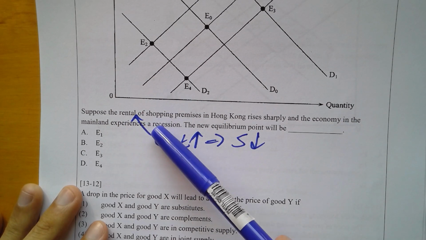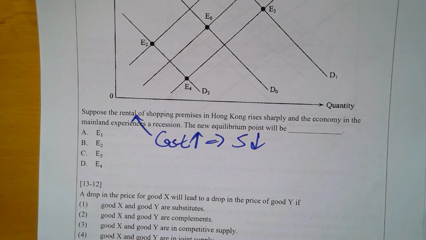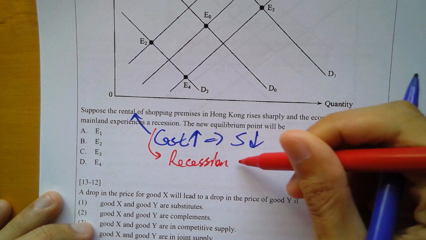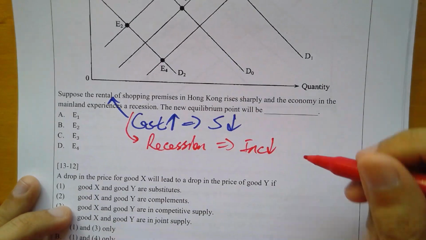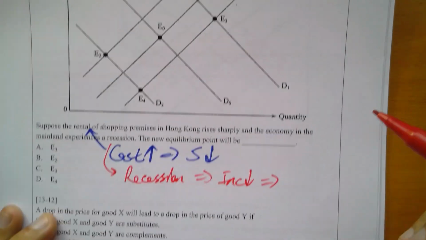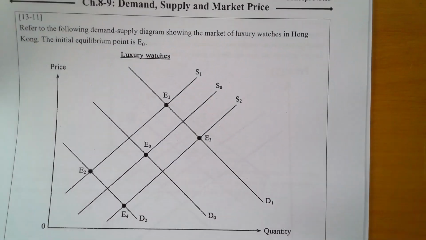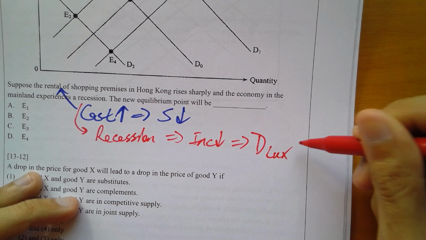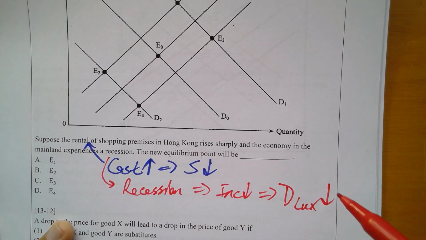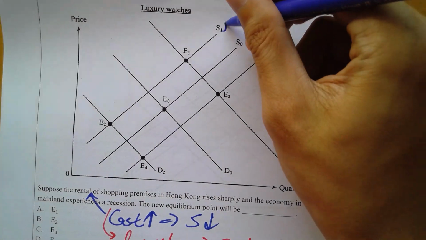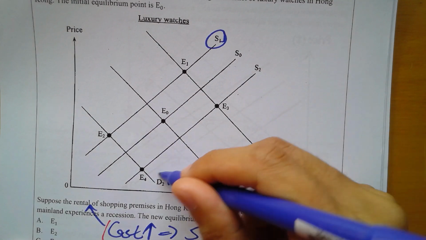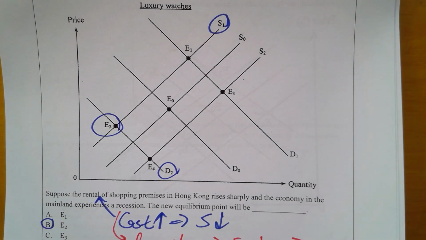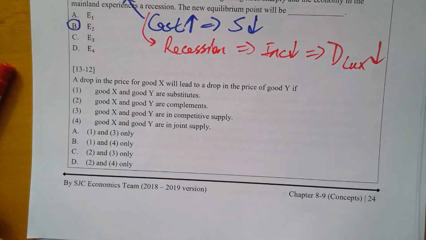Economy in mainland experiences a recession. Now, when you experience recession, that means your income will decrease. When income decrease, because these are luxury watches, they belong to normal goods. So, demand for luxury watches will decrease. We need both S1 and D2, right? S1 and D2, the only point we see is E2. Okay, that's how we do it. Okay, now this one is difficult.